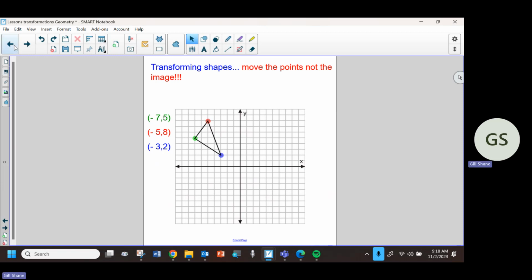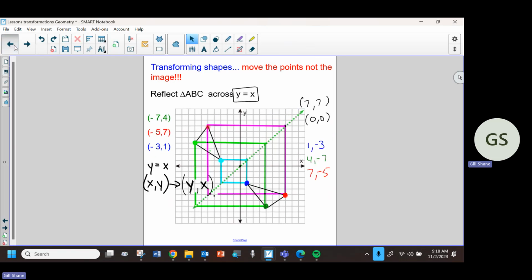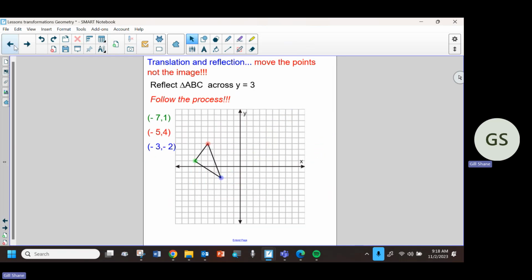Let's see, which one am I gonna do? We actually got through some of those, but I'm not gonna have you do those. Do that one right there. Hold on, not that one, because we did that one in class. There, that one right there.